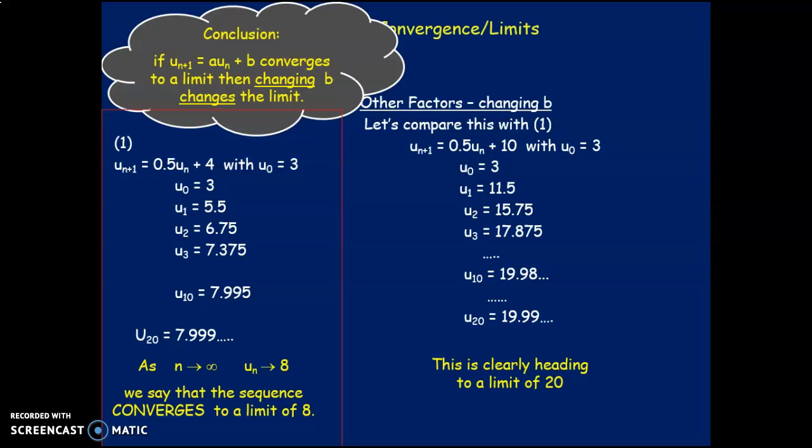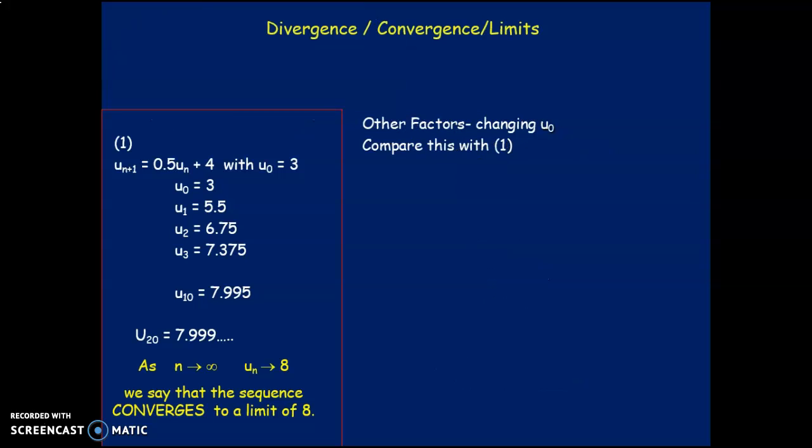Let's take a look at another factor. So we're going to change the initial value now, and we're going to compare this with our first equation here. So I still have 0.5 as my a value. I have 4 as my b value, but I'm going to change my initial value to my u0.